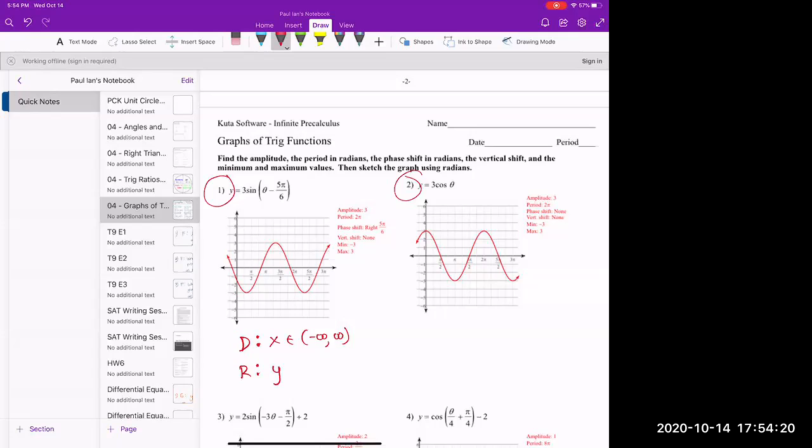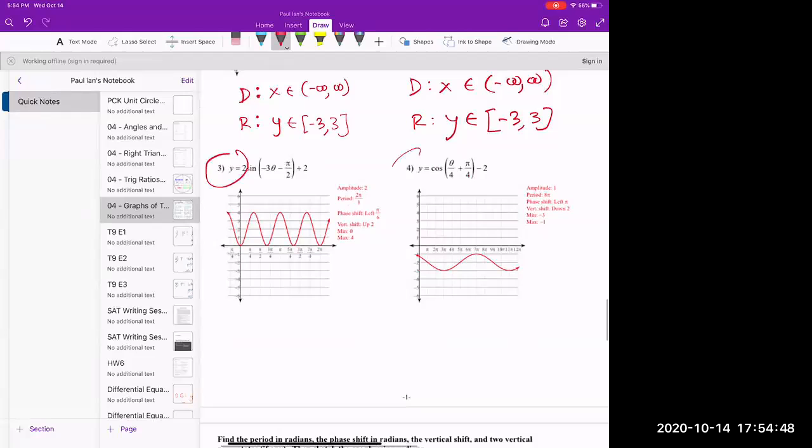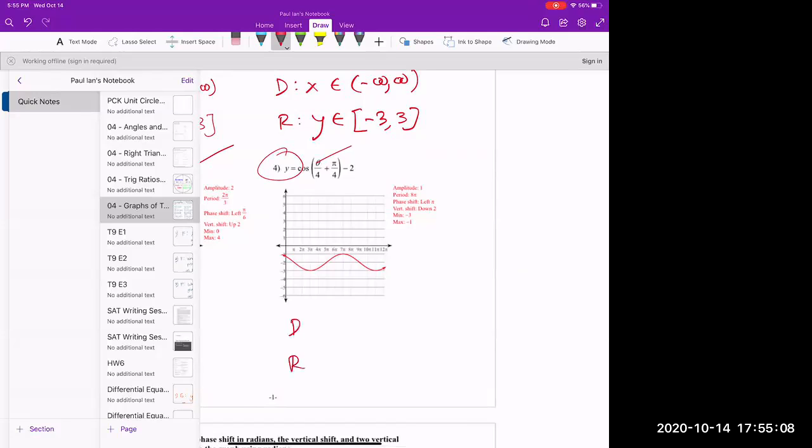Okay, and then the range would be -3 and 3, right? Yep. So for this one, the domain is -infinity to infinity, and the range is -3 and 3. This isn't bad. And then this one: the domain would be -infinity to infinity, and the range would be 0 to 4. And then this one: the domain is the same, and the range would be -3 to -1.